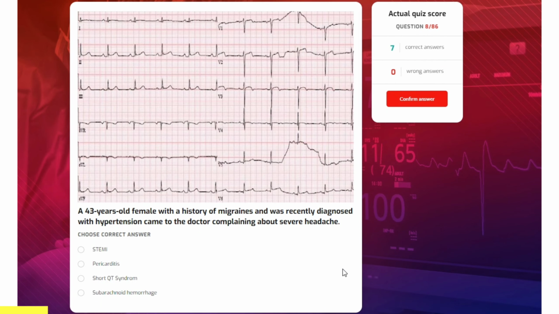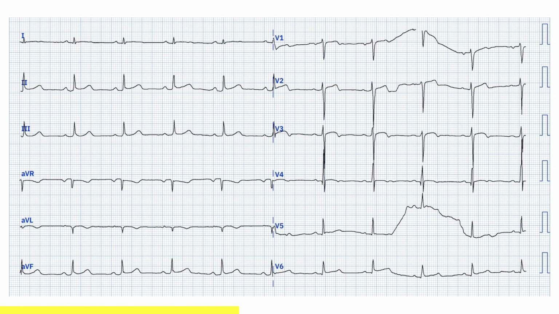Now we have the 8th case here. A 43 years old female with a history of migraine and was recently diagnosed with hypertension came to the doctor complaining about severe headache. We have given 4 options: STEMI, pericarditis, short QT syndrome and subarachnoid haemorrhage.